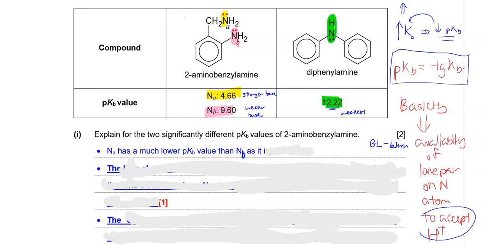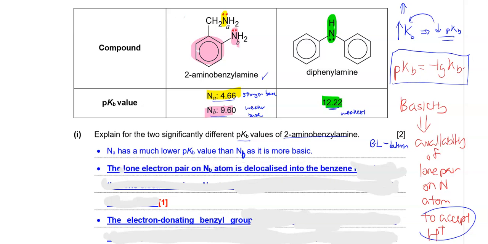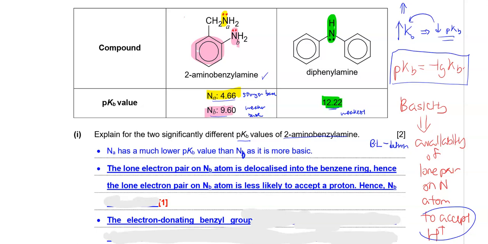In this case, we're supposed to explain why there are two different pKb values for 2-amino-benzylamine, this compound here. So why are there two pKb values for Na and Nb respectively? Na has a much lower pKb value because it's a stronger base. So why is Na a stronger base than Nb? You can see Nb itself is directly adjacent to the benzene ring. So what happens? The lone pair of electrons on the Nb atom can be delocalized into the benzene ring, and therefore this results in the lone pair not being likely to accept a proton, because why?